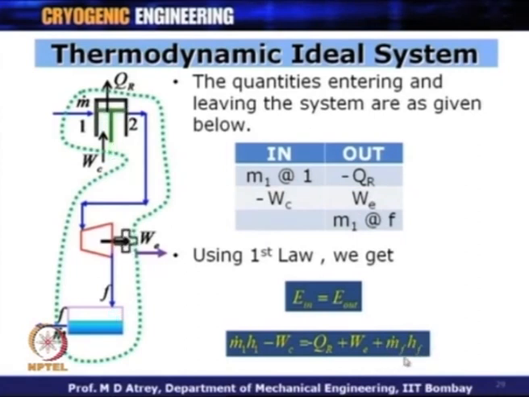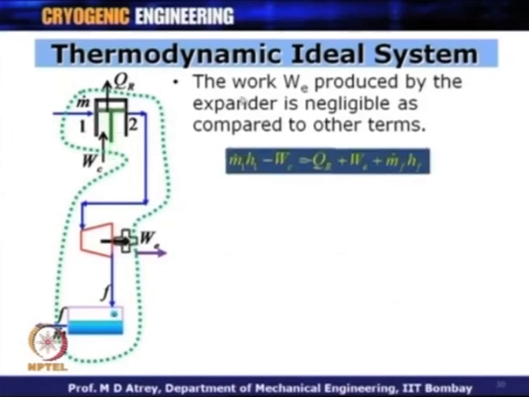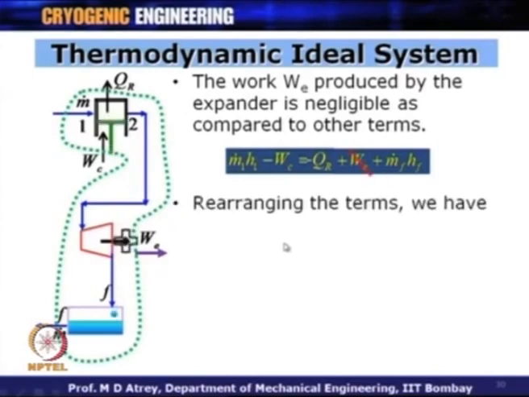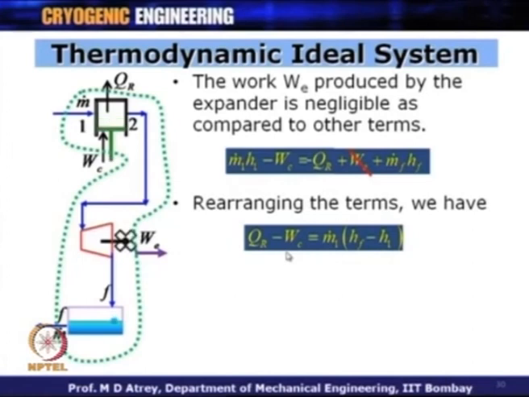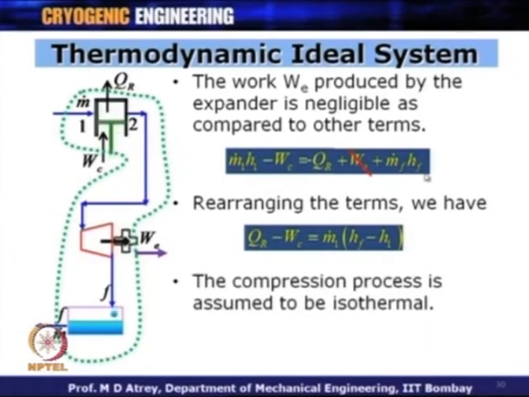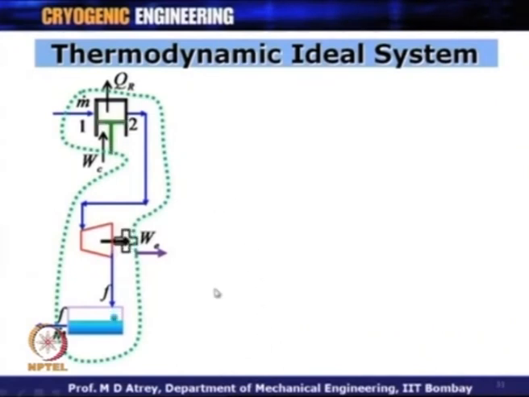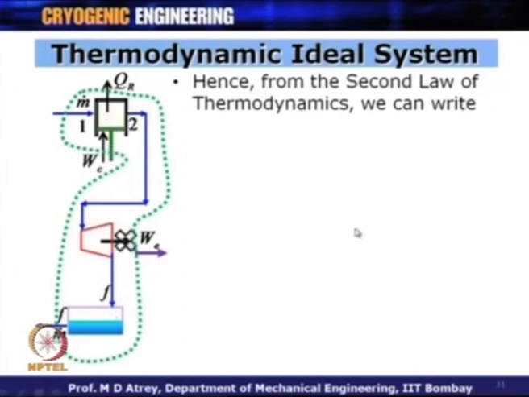If I further rearrange this, the work WE produced by the expander is actually negligible and can be neglected compared to the other terms. If I neglect WE, my equation reduces to QR minus WC is equal to M1 dot in bracket HF minus H1, because M1 dot is equal to M dot F. The compression process is assumed to be isothermal, that means the temperature remains constant, and this is what we talked about. Hence, from the second law of thermodynamics, QR is equal to m1 dot T1 into the difference between the two entropies for the process 1 to 2, which is the isothermal compression process. So, the heat generated during compression is m dot into T1 into ds, that is S2 minus S1.